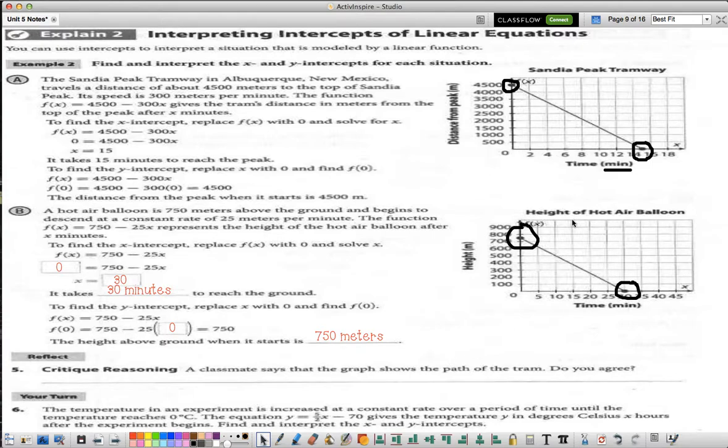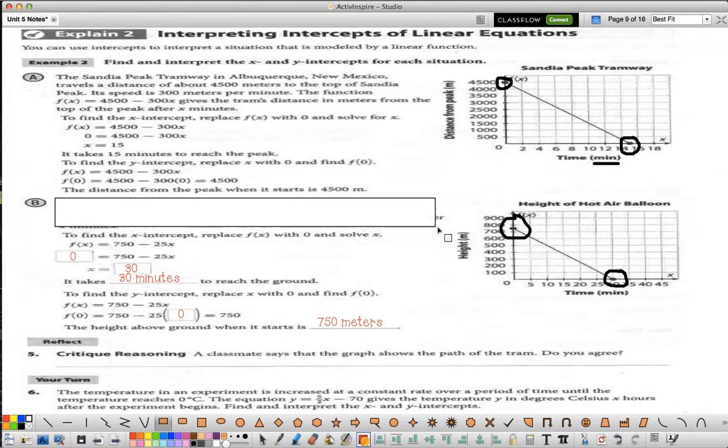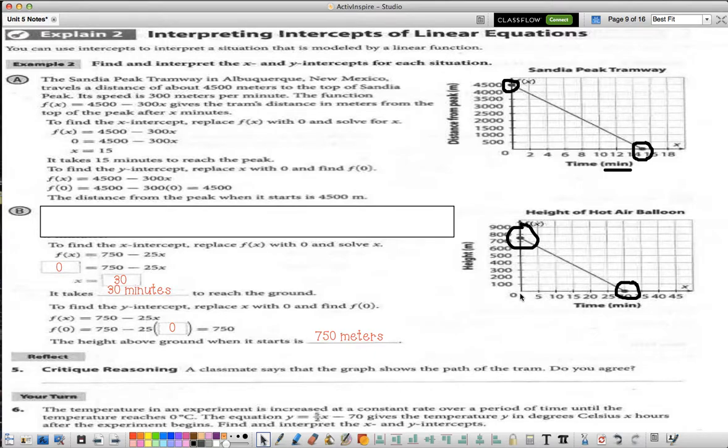And we could actually figure that out without reading this part here. If I had taken this out and looked at the title, the height of a hot air balloon, and height and time, I could have figured out that at 0 minutes, it starts, because 0 minutes is the start of something. So the starting height of the balloon was 750 meters. And then I can figure out that it took 30 minutes because my x-intercept is 30, and we know that 0 is ground level. So it took it 30 minutes to reach the ground.